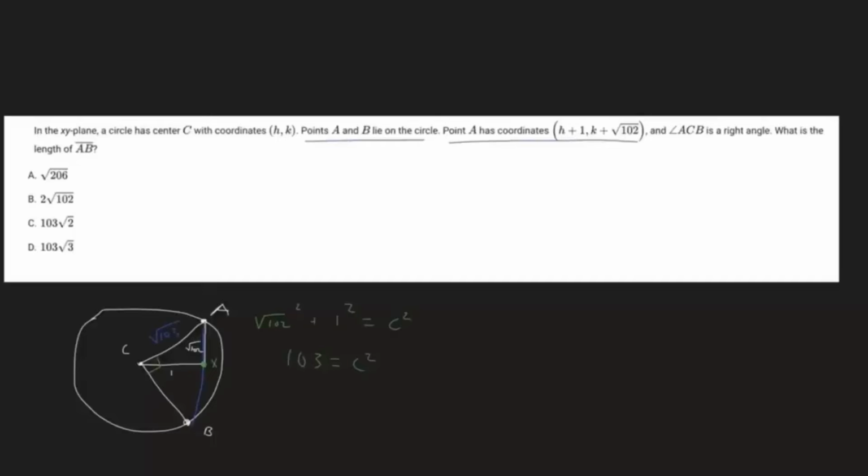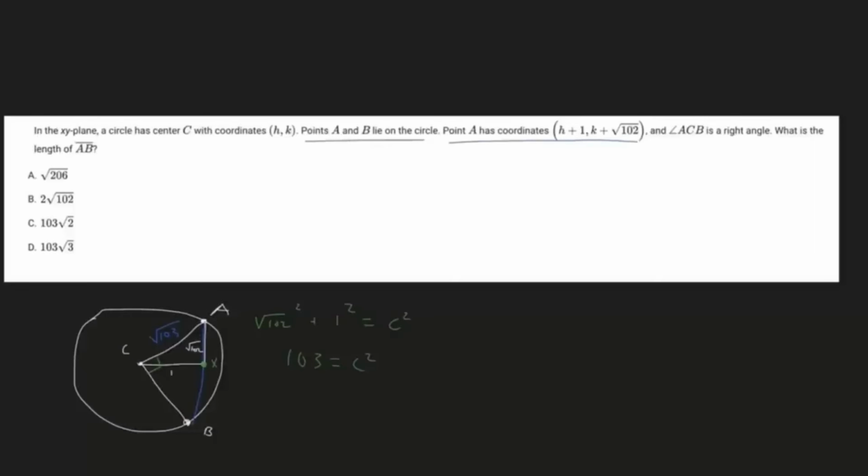Here is something you want to take note of: side length AC represents the radius. That hypotenuse right here represents the radius from the center out to one of the points, because point A is on the circle. The same thing is occurring with point B.